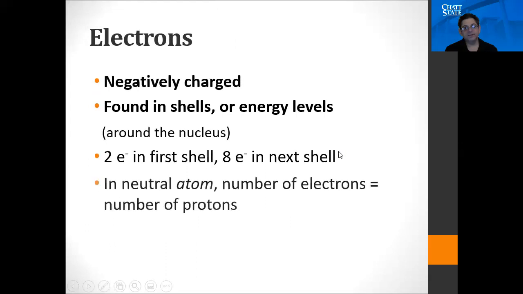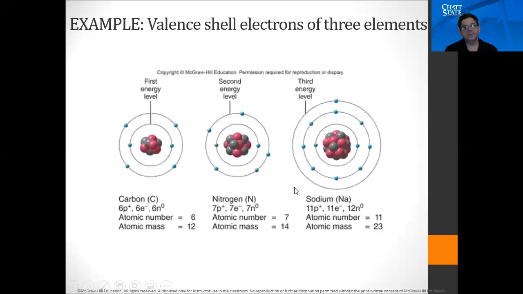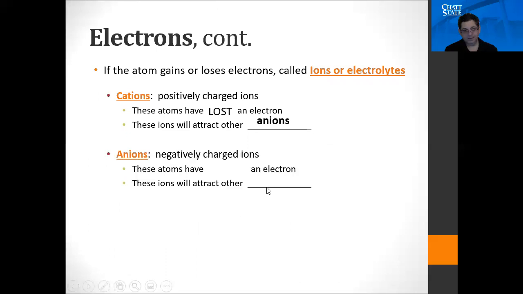Electrons are negative, and they give us the ability for things to bond together. That's what's important. Otherwise, when electrons are gained or lost, they give us ions. So a cation means that you lost an electron. It's positively charged, so it'll always attract a negative charge. An anion is negative because it gained another electron. It'll always attract a positive charge. So they always attract their opposite.